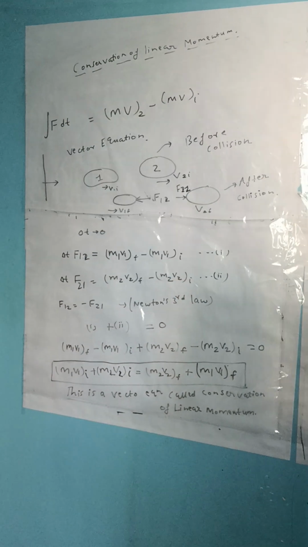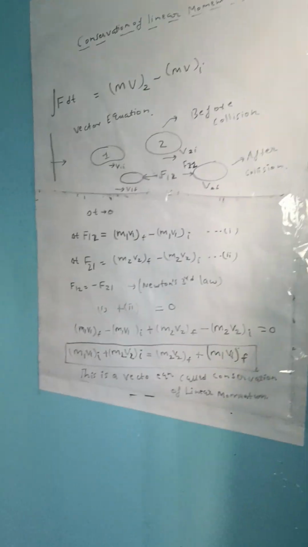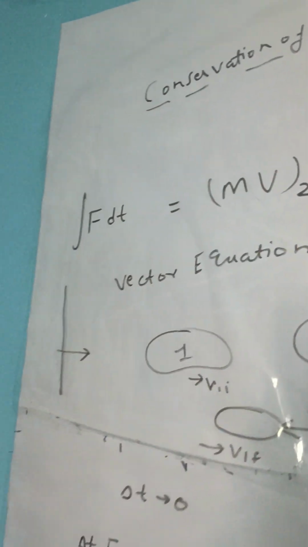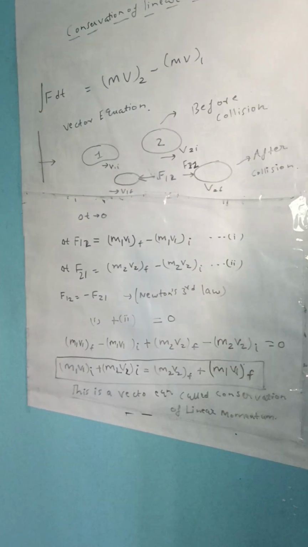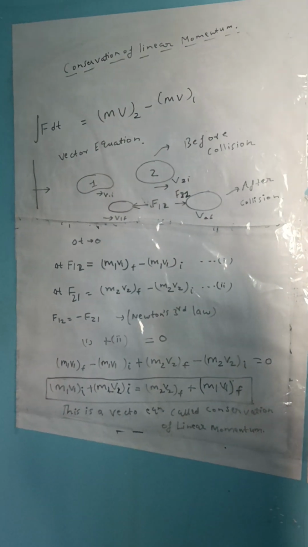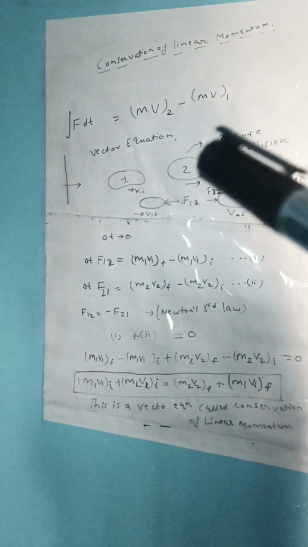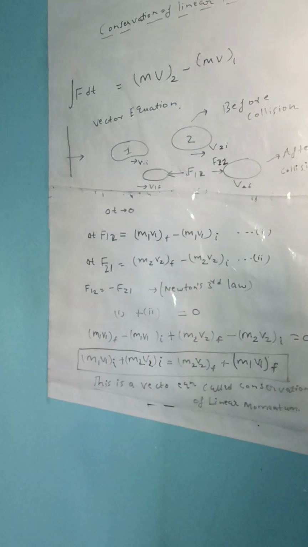We know the impulse-momentum equation, that integration of F dt equals mv2 minus mv1. This is not I, this is 1. This means that the integration of F dt is equal to the change of linear momentum for any body, and this is a vector equation. We should know it.